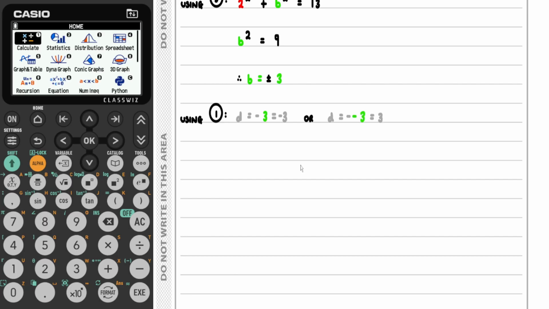Now because b is greater than d, we need the bigger value of b, which is the 3, and that gives us the smaller value of d. So b equals 3 and d is equal to negative 3, and that's because b is greater than d. That means z1 is equal to 2 plus 3i and z2 is equal to 4 subtract 3i.